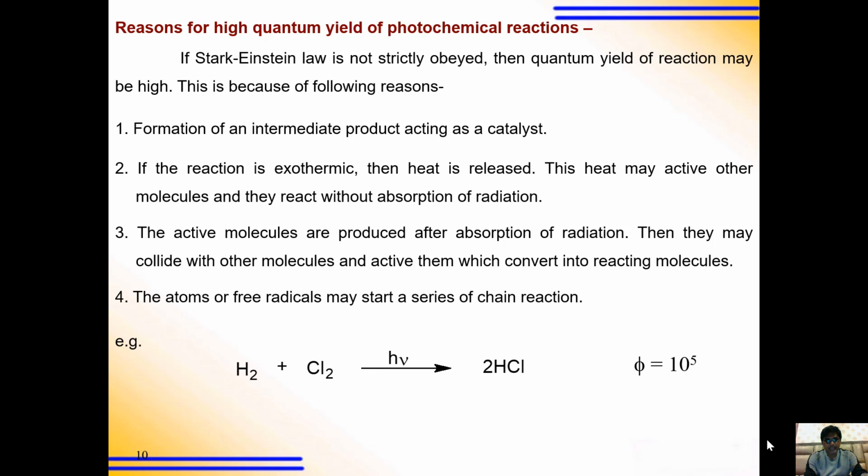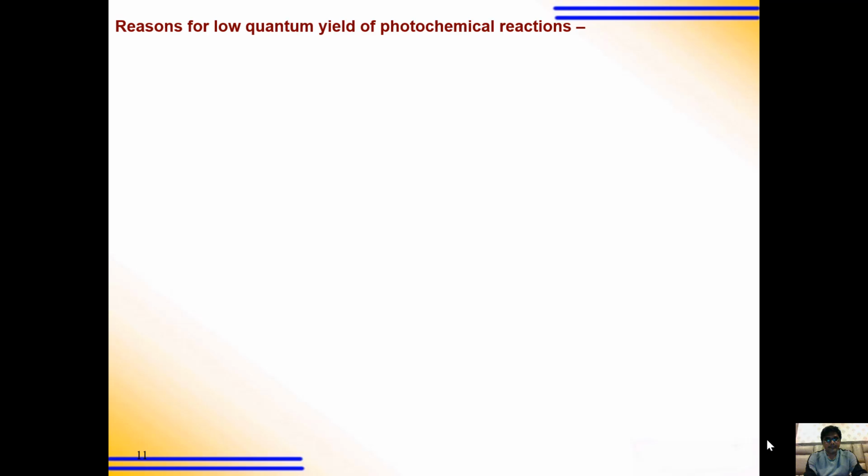For example, H2 plus Cl2 interacts in the presence of h nu, or light, forming first radicals and then two molecules of hydrochloric acid, HCl. But here the quantum yield for this reaction is 10 raised to the power 5. So the quantum yield is not equal to 1, it is greater than 1. These are the four reasons how the quantum yield of a photochemical reaction increases.